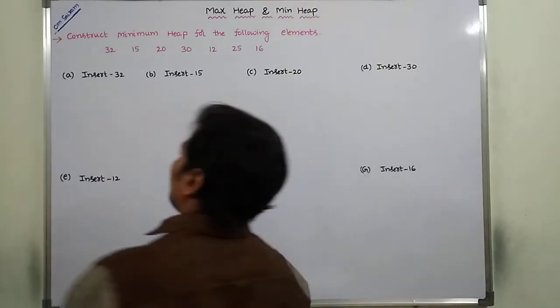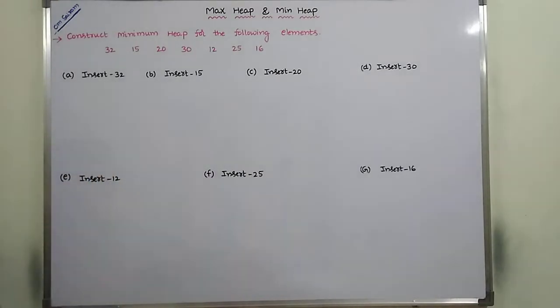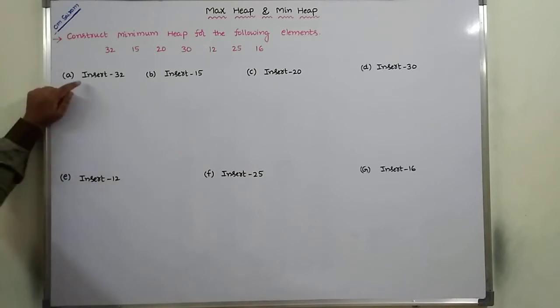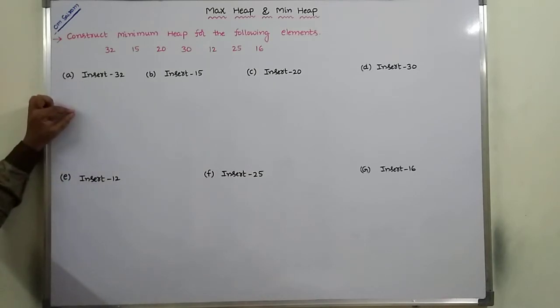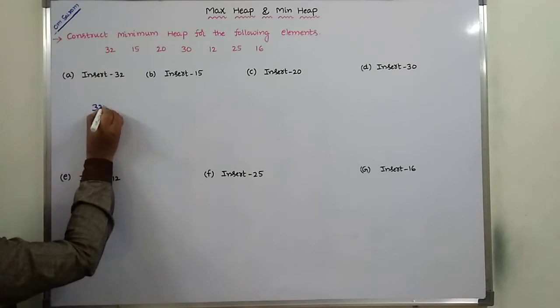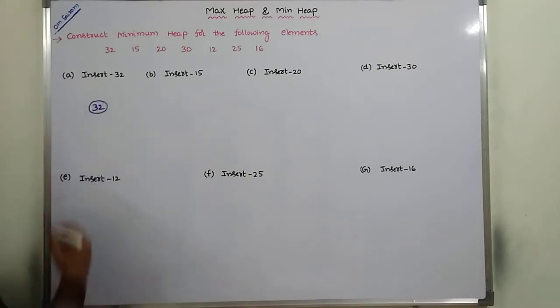Now first insert element 32. We insert 32 into the empty minimum heap. Whatever the first node is, we insert it into the empty minimum heap, and that is the root node, and it is also the first node. So 32 is inserted into the empty minimum heap. A single node also satisfies the minimum heap property.